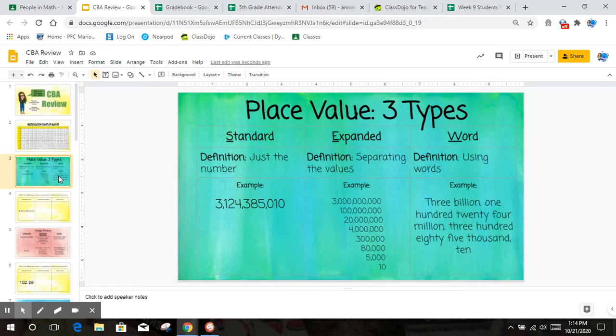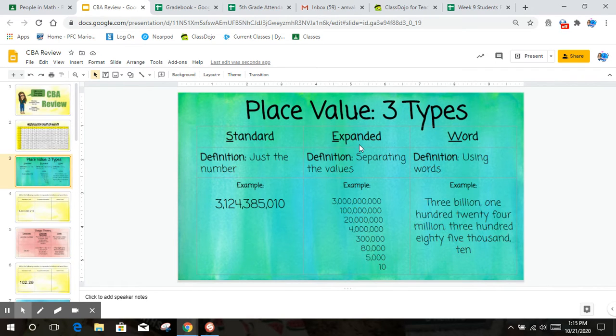And then I went ahead and jumped into whole number place value. So you have your standard form, your expanded, and your word. What do each of these mean? Standard form is just your number. So here I provided an example of a standard form. Then I provided an example of expanded form.